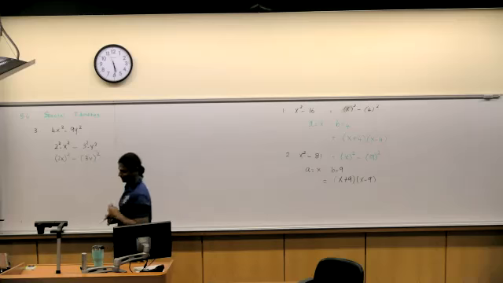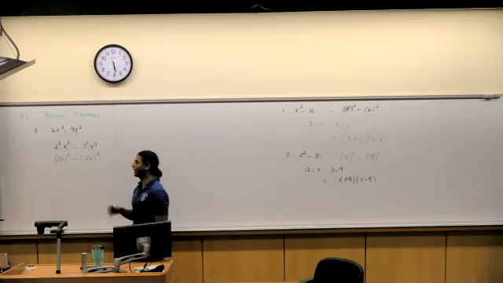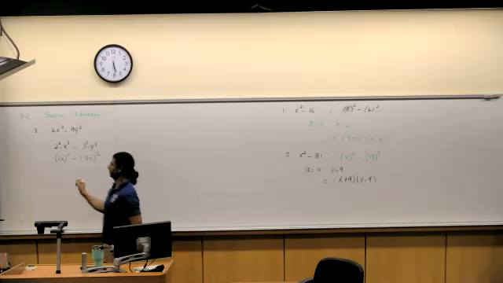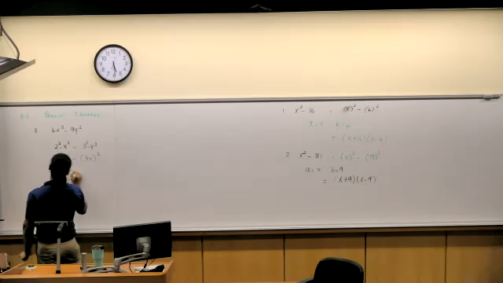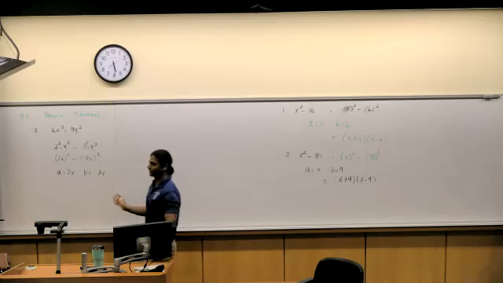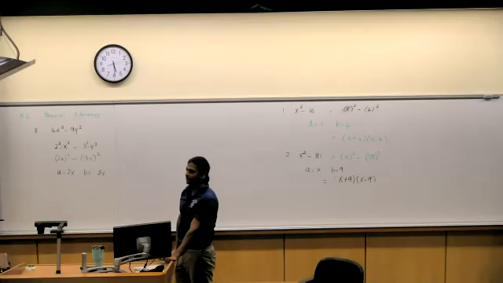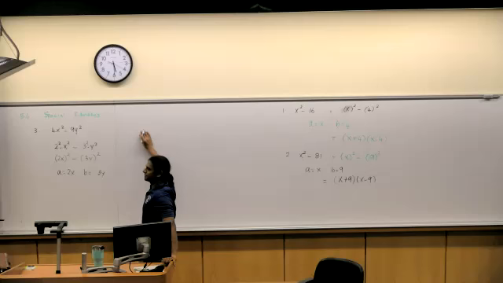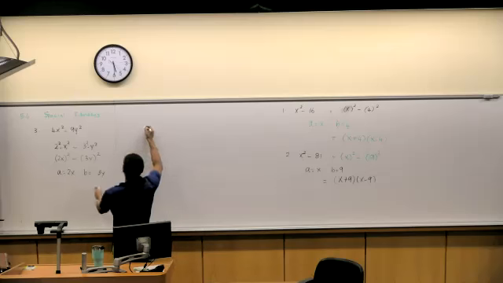What is a? We have square minus square. What is a? And what is b? And what is the formula? a plus b, 2x plus 3y, times a minus b, 2x minus 3y. Good. a plus b times a minus b.